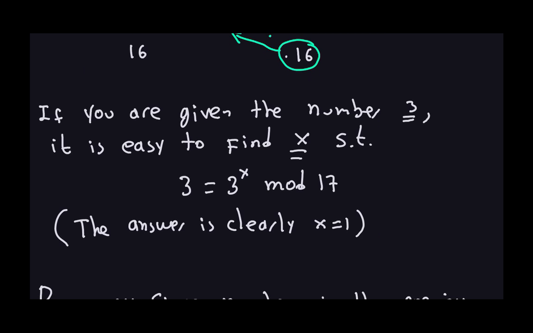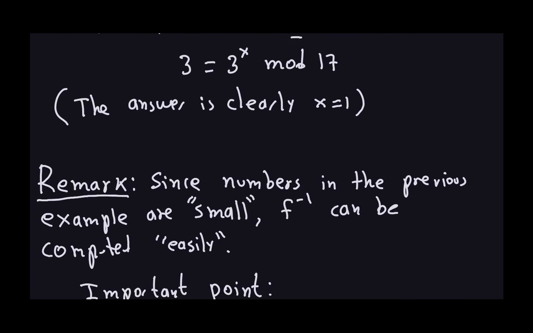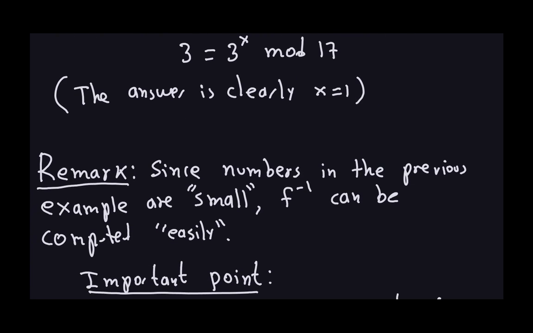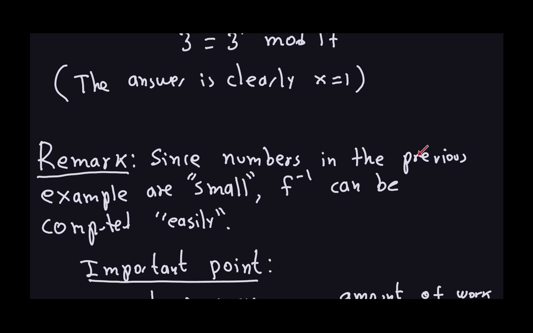Now, I'm going to make this remark here, because some of you might be thinking, well, this function is not really a one-way function, because finding the inverse here would actually be really easy. And the reason it's really easy is because these are small numbers. The numbers in the previous example are small. F can be computed easily. But that's not the point of this example.